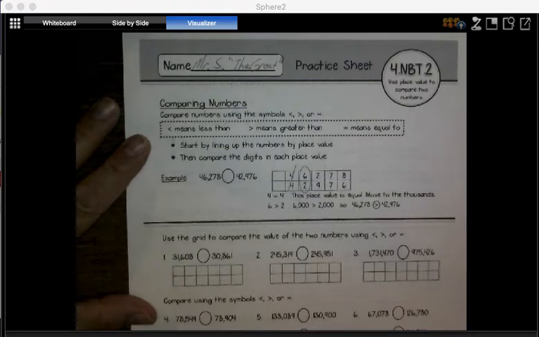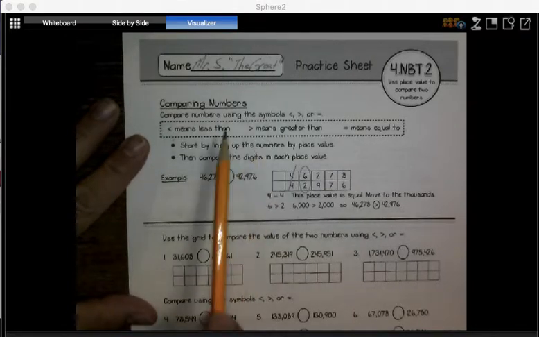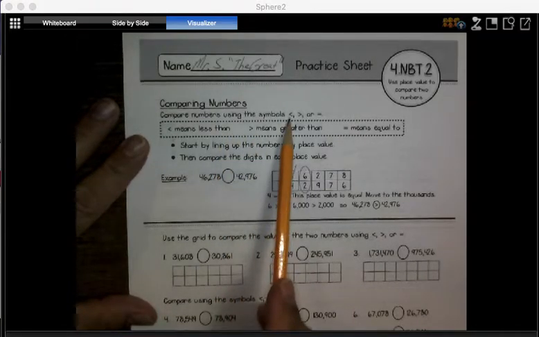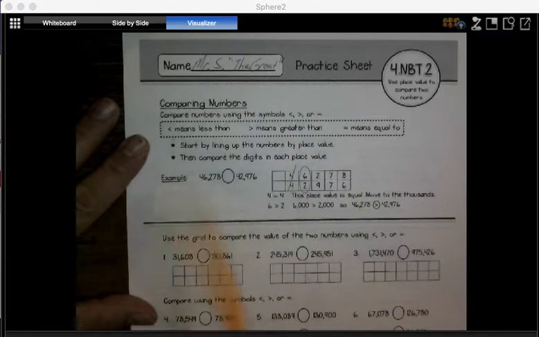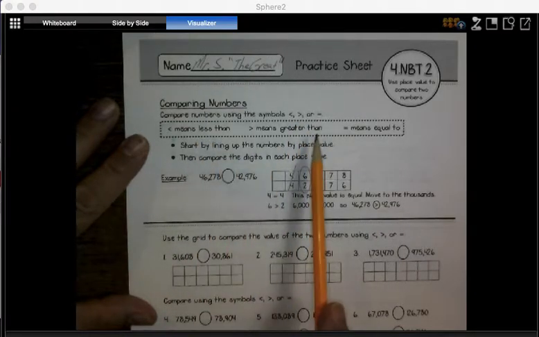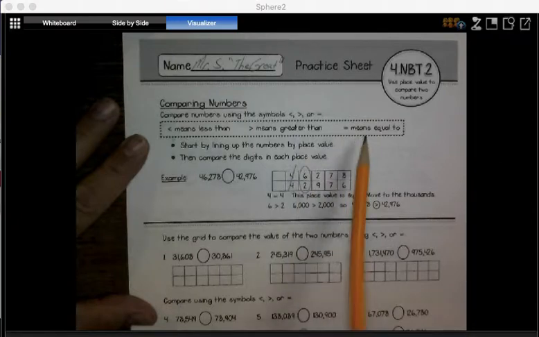Boys, continuing on with our concept in math of comparing numbers, we'll take a look at it a little bit differently today. If we take a look at the sheet I have on the screen here, comparing numbers using the symbols less than, greater than, or equal to. They give you another description of what each symbol means.